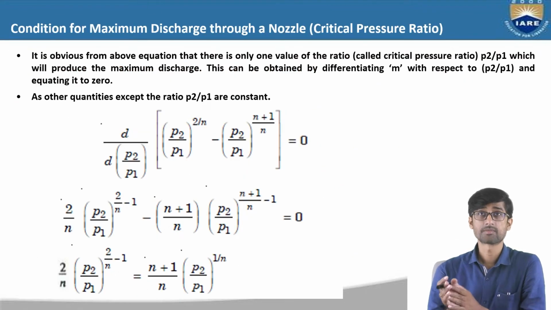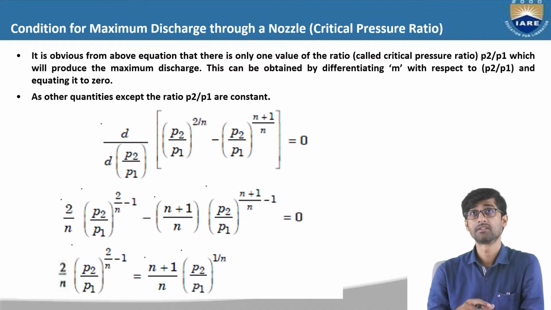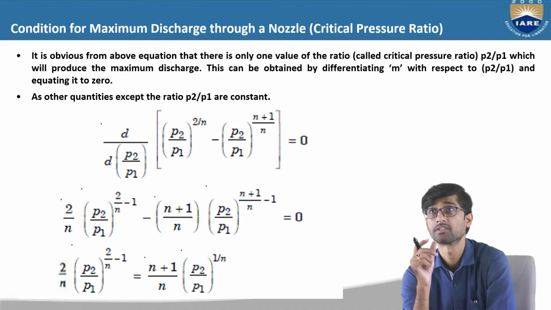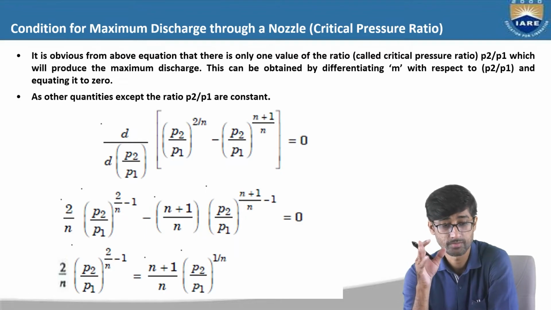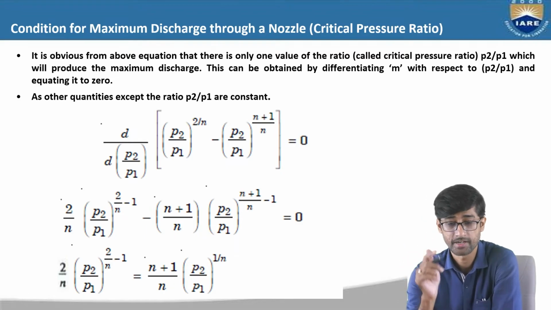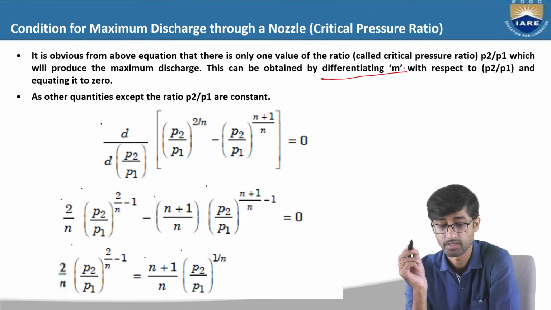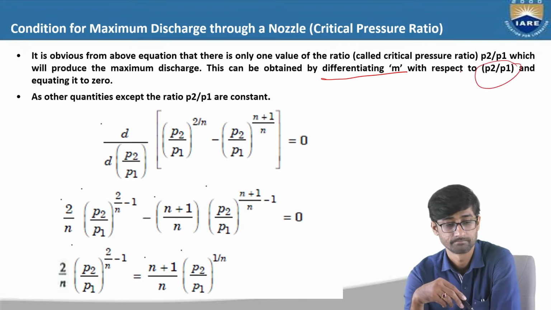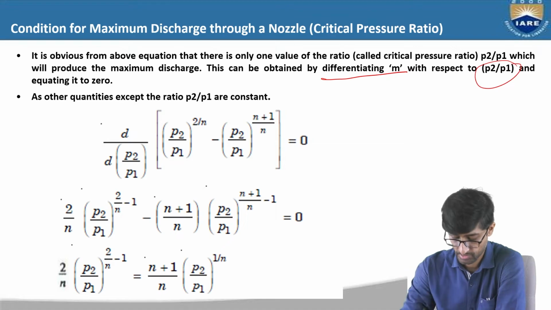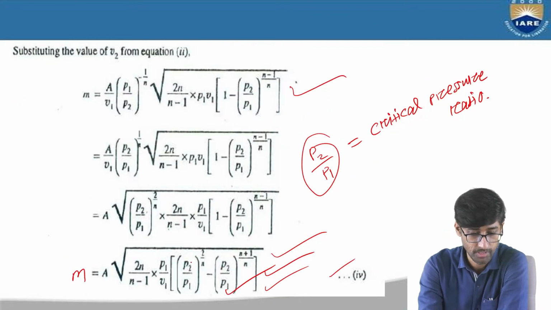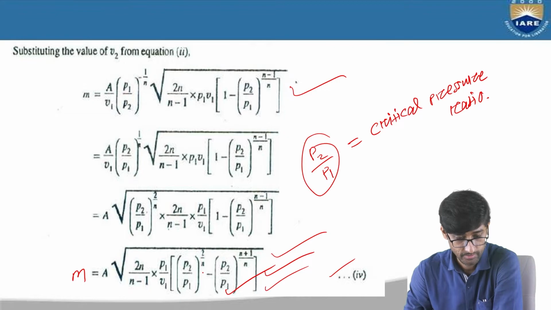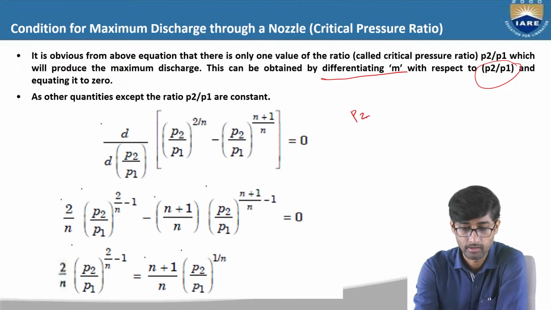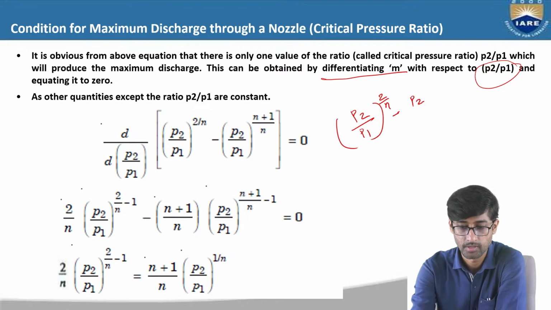It is obvious from this equation that there is only one value of the ratio, called the critical pressure ratio P2 by P1, which will produce the maximum discharge. This can be obtained by differentiating the mass equation number 4 with respect to P2 by P1 and equating it to 0. In equation number 4, we have P2 by P1 to the power 2 by n minus P2 by P1 to the power n plus 1 by n.